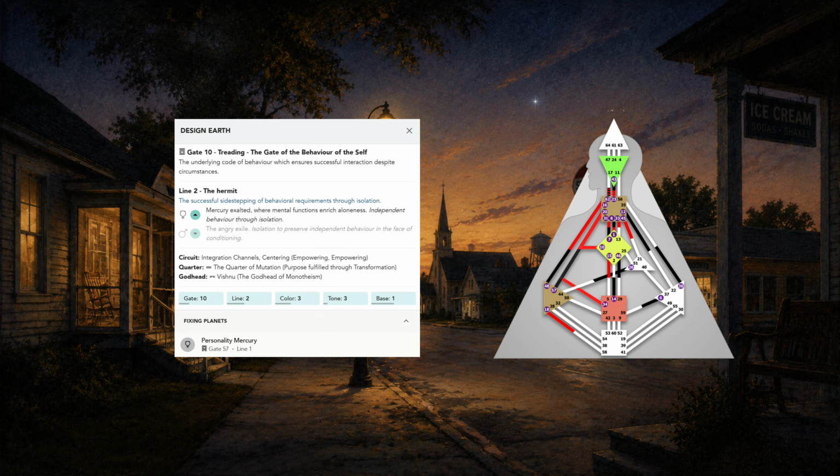Gate 10, the gate of the behavior of the self, is also in his defined G-Center, and it participates in several of the channels discussed earlier. But in the context of the cross, it takes on an additional dimension. Gate 10 is about love of self, about living as oneself, behaving in ways that are true to one's own nature. The cross of the plane puts this gate in a position where loving oneself and being oneself is directly connected to understanding and accepting material reality.